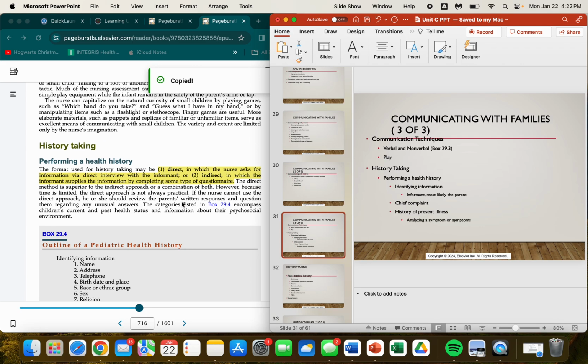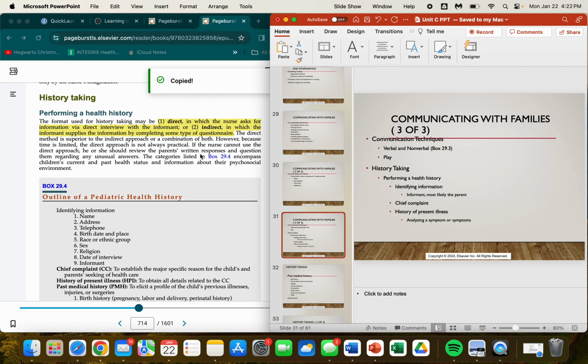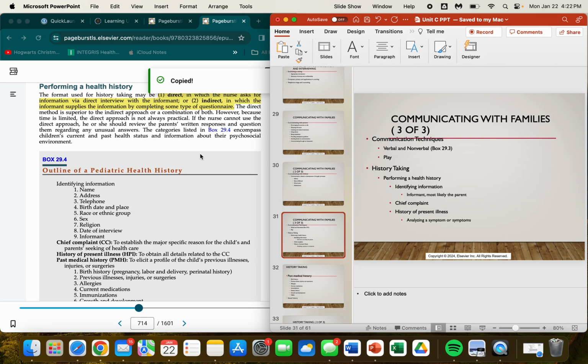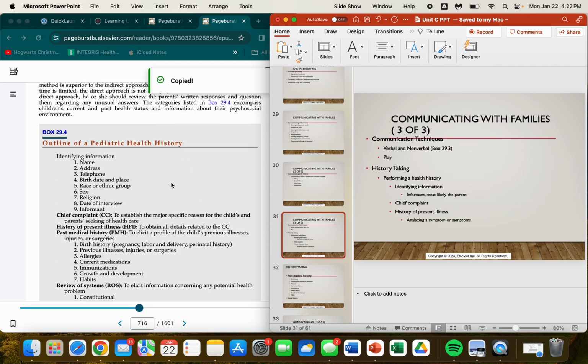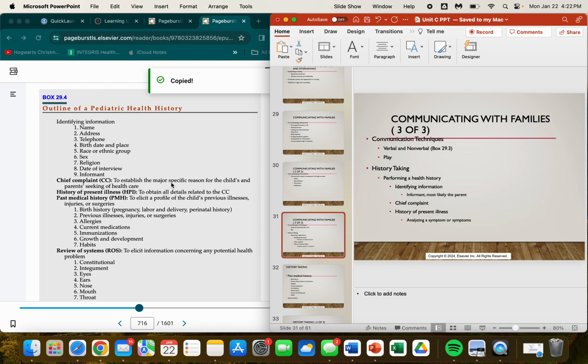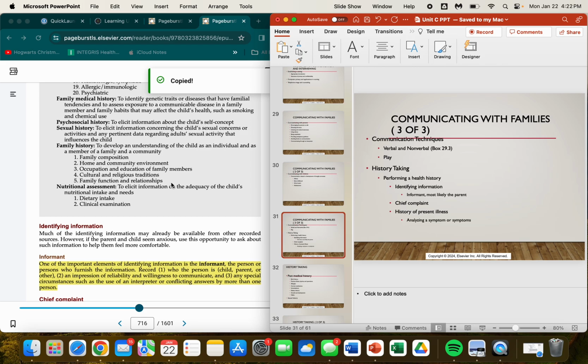When we talk about taking a health history, the format can be very direct, in which we ask for that information, or indirect, in which the informant is telling us, maybe as they're filling out a questionnaire or something like that. Those are all ways that we can look into a health history. This gives you an outline of what it might look like if they were to fill out a questionnaire.